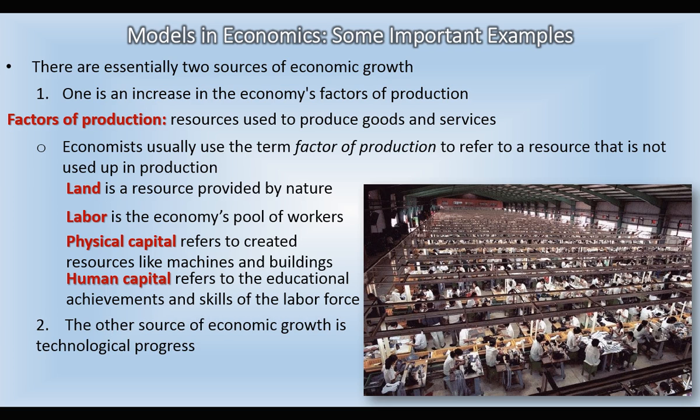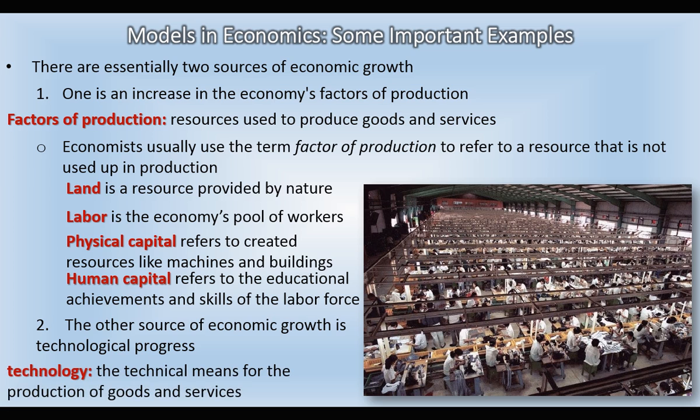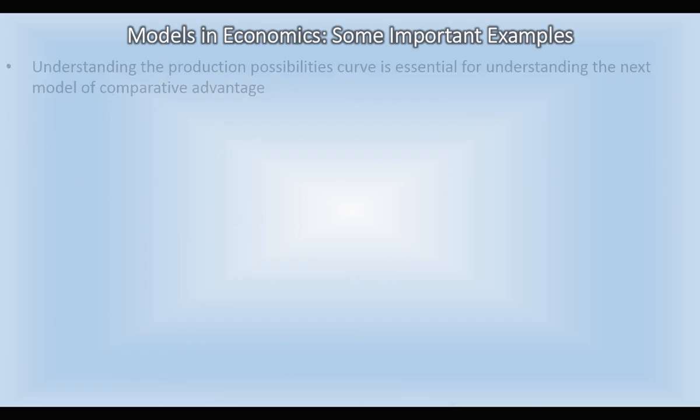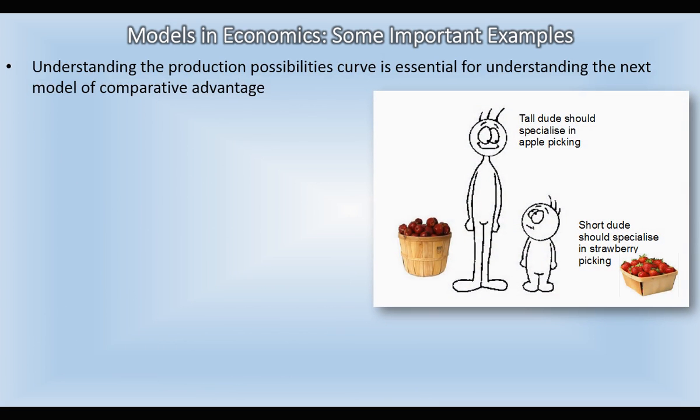All right, so that's one of the factors that increases the economy's ability to produce, and the other one is, of course, the technological progress that I mentioned. So technology, again, is the means for the production of goods and services, and if that improves, then you can produce more at any given level of a good. All right, so understanding the production possibility curve is essential for understanding the next model of comparative advantage.